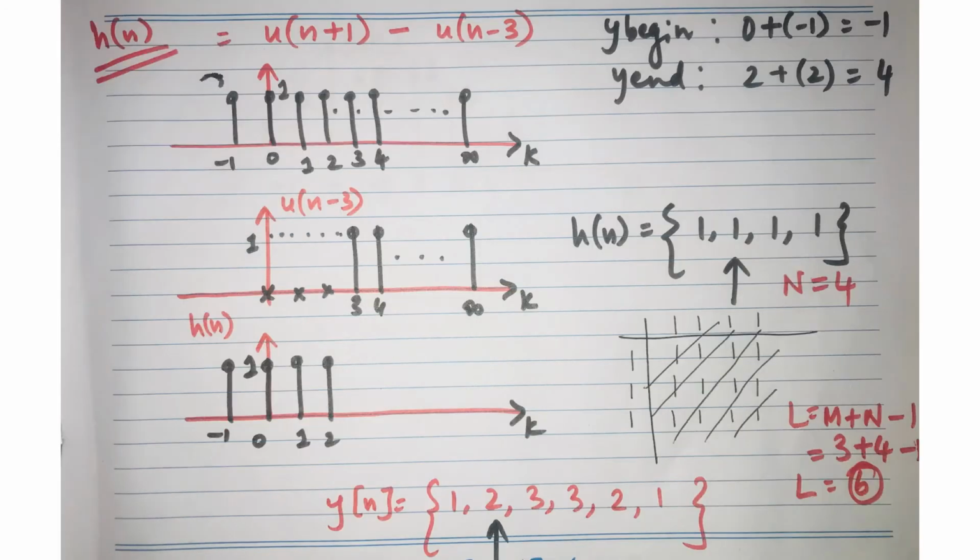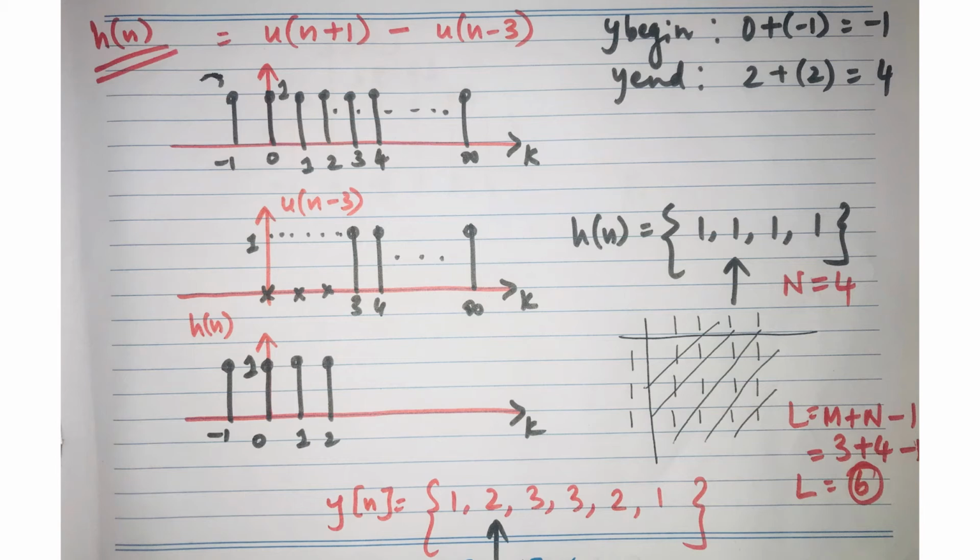Similarly, if we find h of n, which is equal to u of n plus 1, it is starting from minus 1 to infinity, and u of n minus 3 means the signal is starting from 3 to infinity. So when you subtract these two signals, you will get only the 4 samples from minus 1 to 2. So h of n is 1, 1, 1, 1. So you got two finite sequences x of n and h of n.